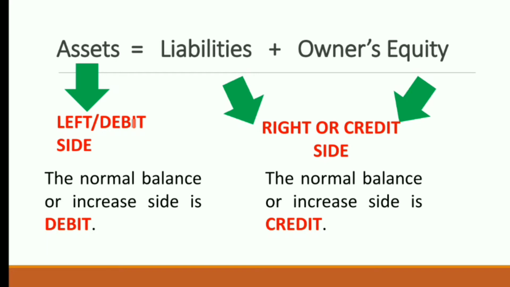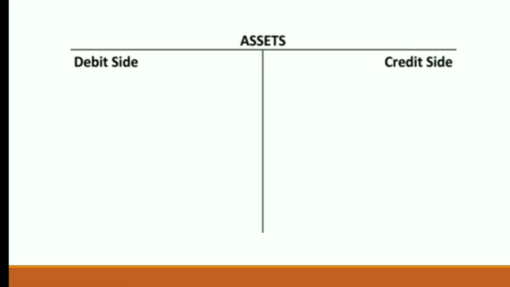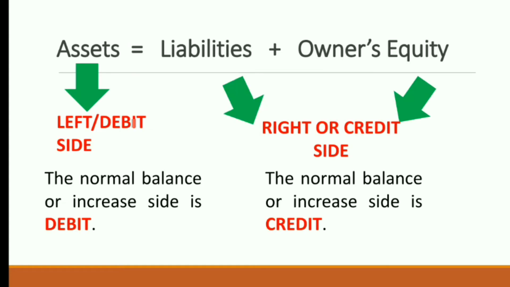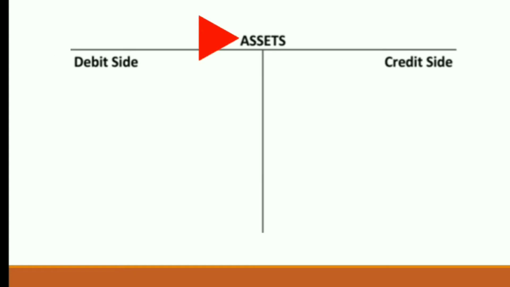If we're going to illustrate this in the T accounts, let's have the assets first. So on your screen right now is an asset account, since the account title asset is written on top of the account. And as we have discussed in the previous videos, the T account has two sides, the left-hand side, which is known as the debit side, and the right-hand side, which is known as the credit side.